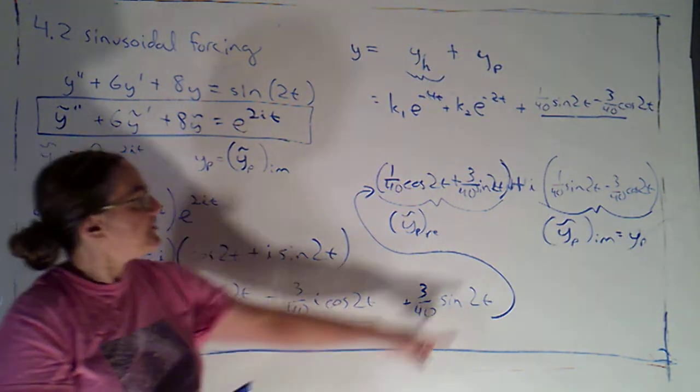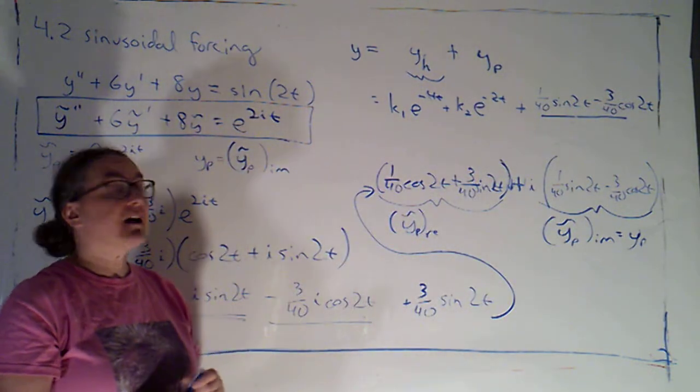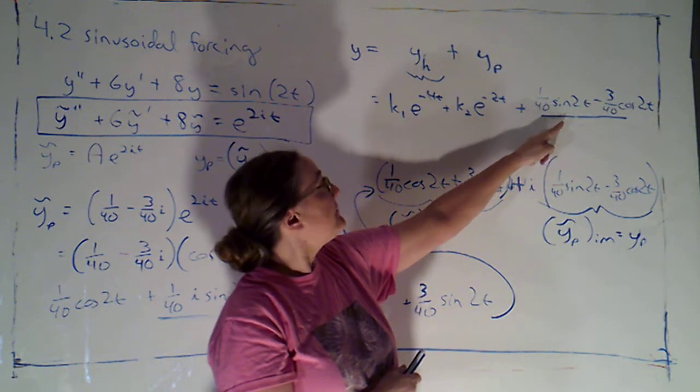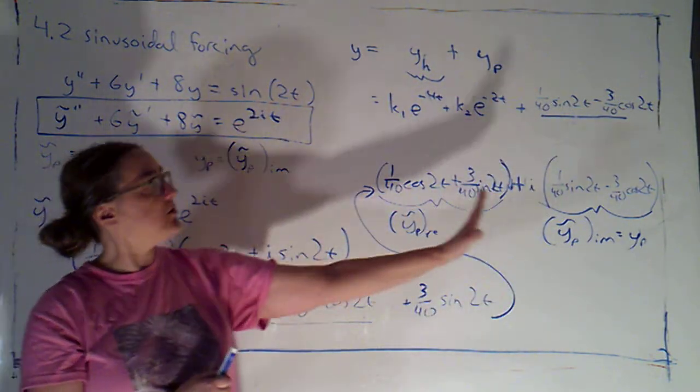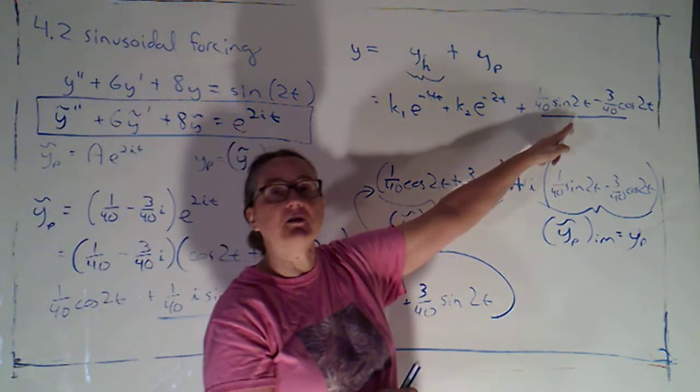Okay. So remember, that's our particular solution. With this forced harmonic oscillator, that's also going to be my steady state solution. So what that means is that as time goes towards infinity, all solutions are going to start to look like this.